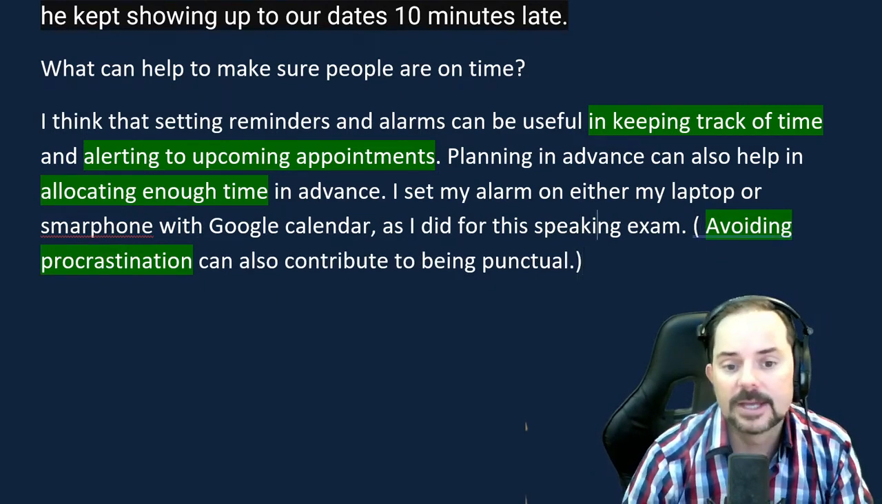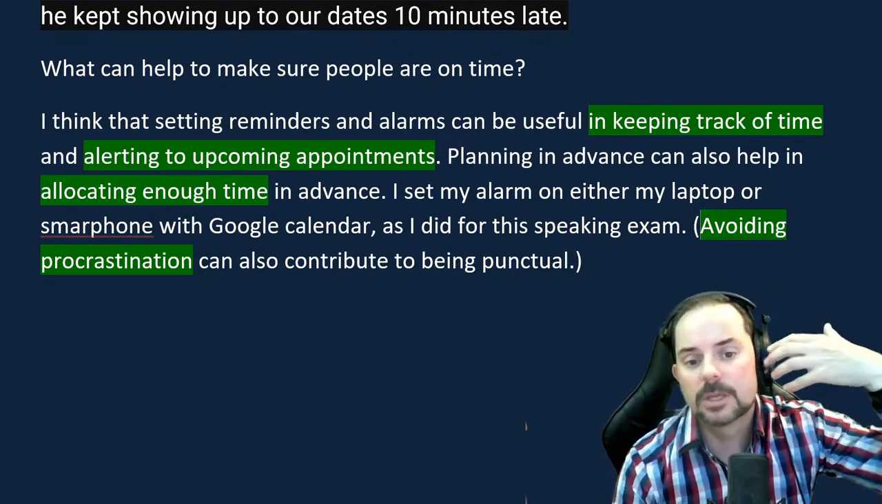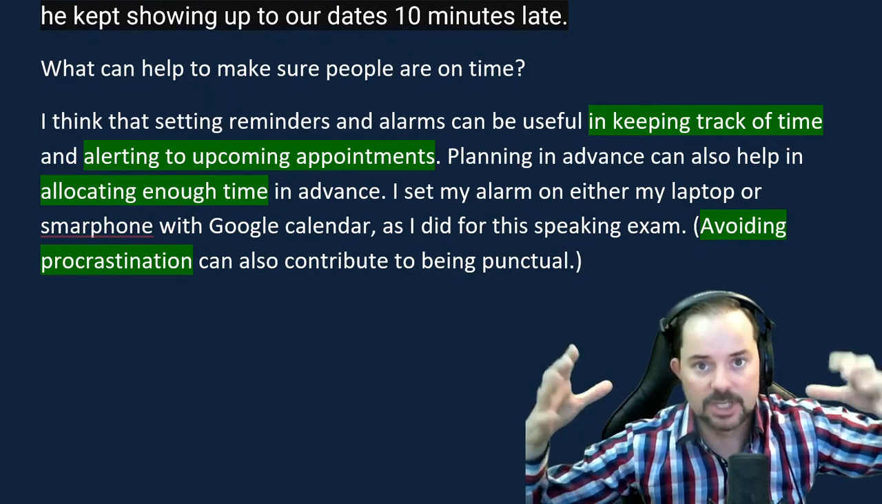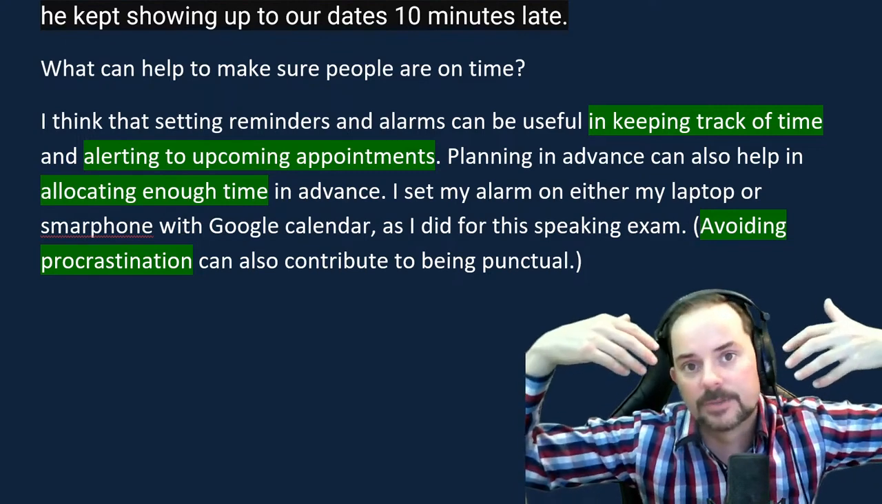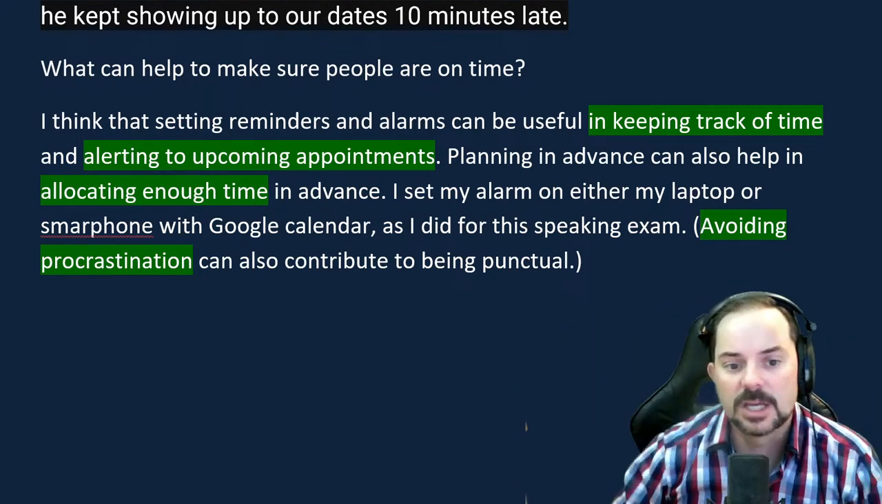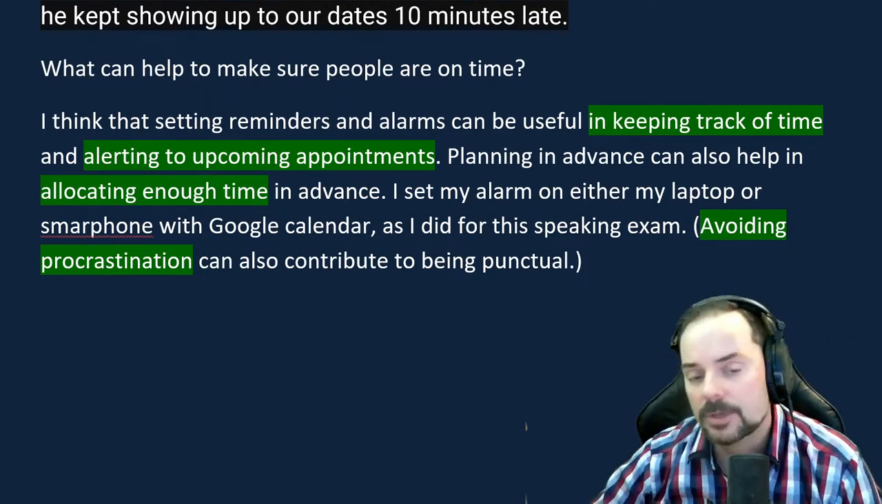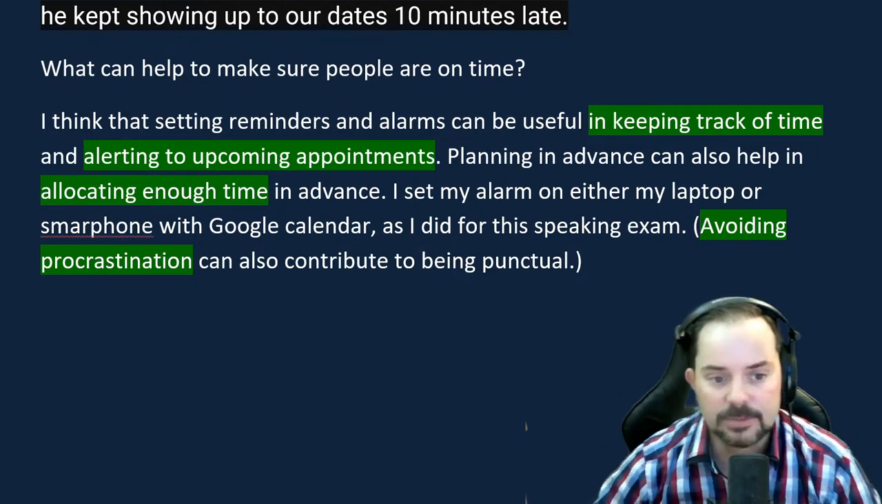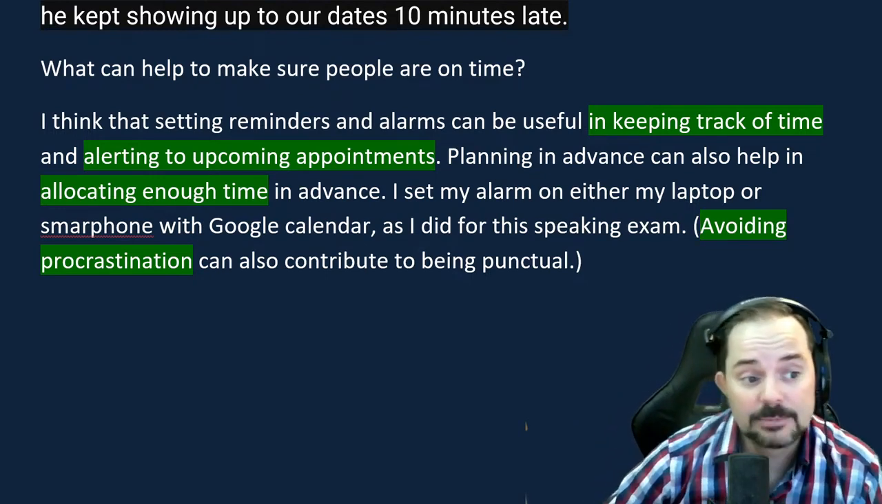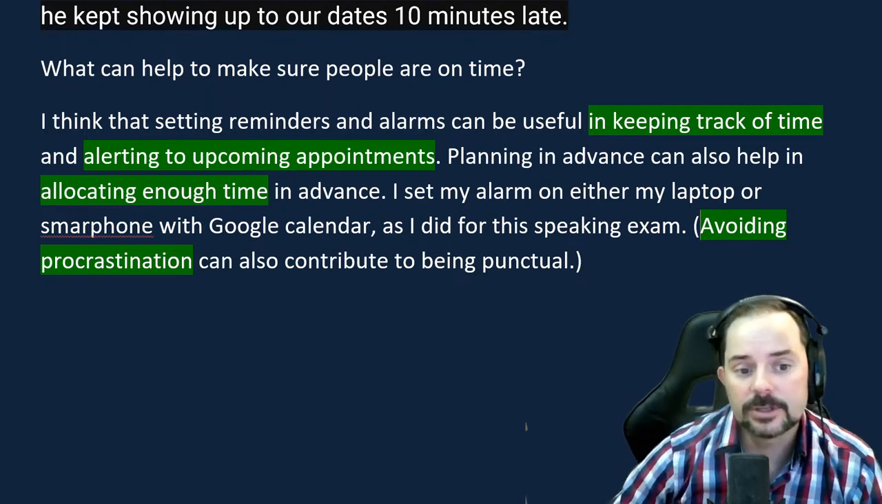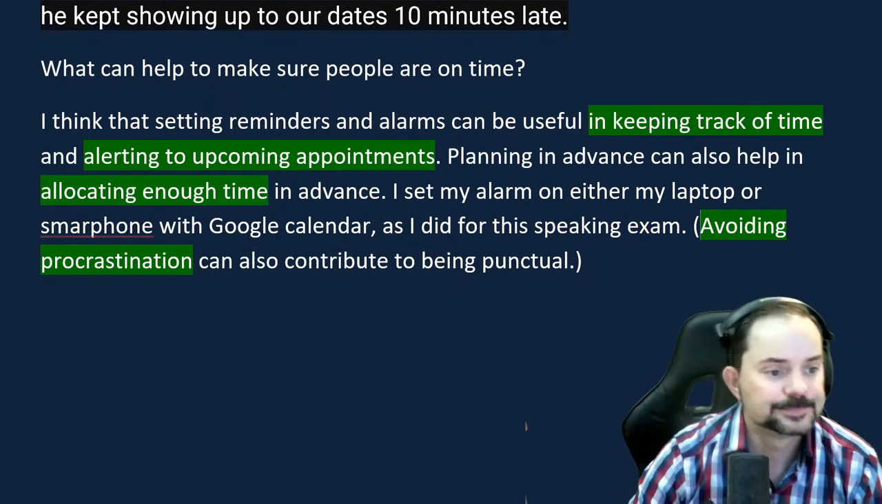Yeah, exactly. As soon as we can create empathy and visualization for our listener, we're in the realm of great communication. Okay, so everybody, including Amra, please practice this sentence with me. I set my alarm either on my laptop or my smartphone with Google Calendar, as I did for this exam.